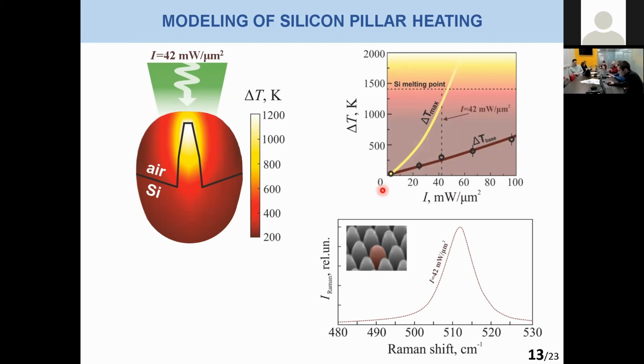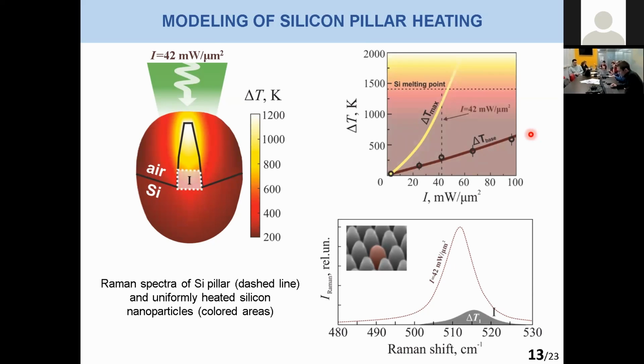a similar calculation, but for a wider range of intensities. This curve represents the heating value of the top of the structure. This curve is the base heating value, and the circles indicate experimental results of temperature measurement from the position of the shifted silicon band.